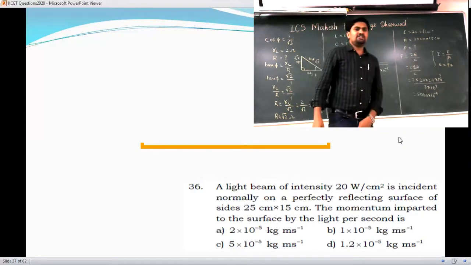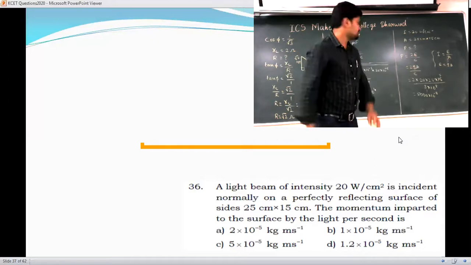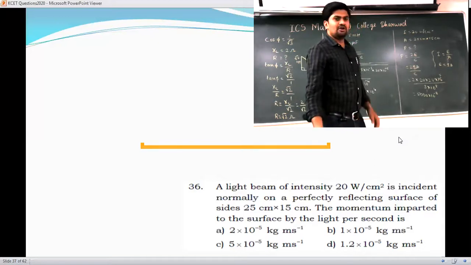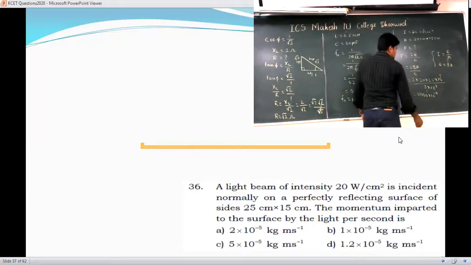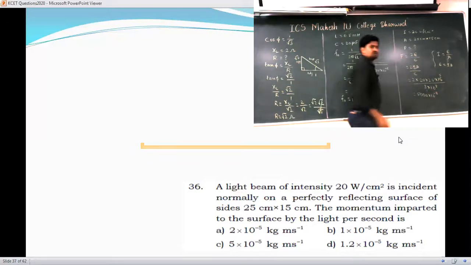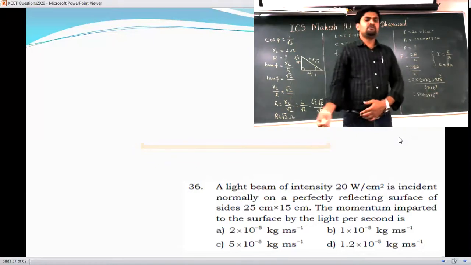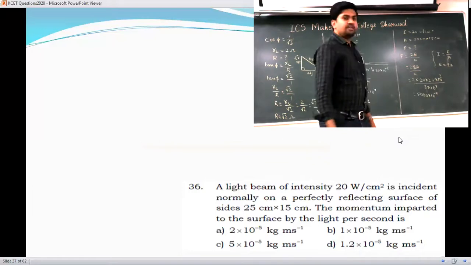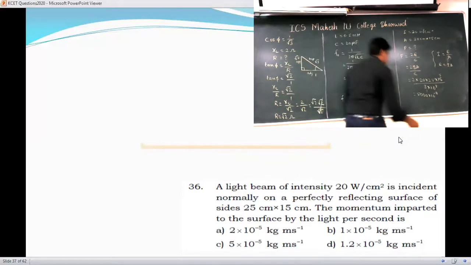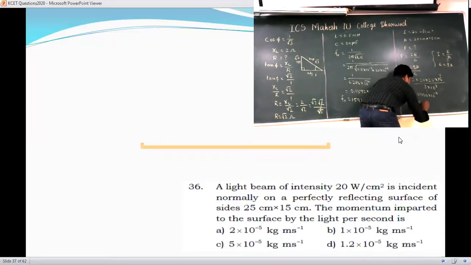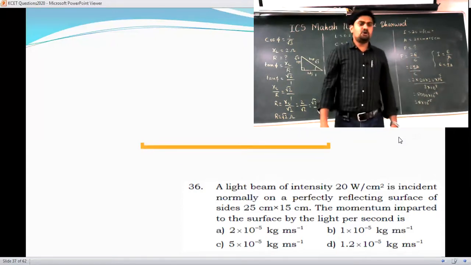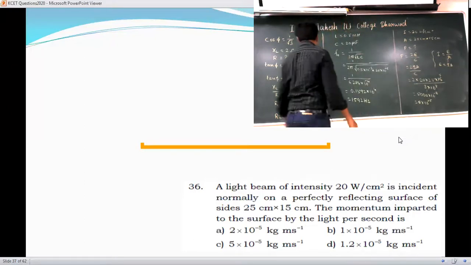So if you see the options there, what you will write? 10 raised to minus 8 times 5000, so 5 into 10 raised to minus 5. That should be your answer. So which is the suitable answer? It is option C.